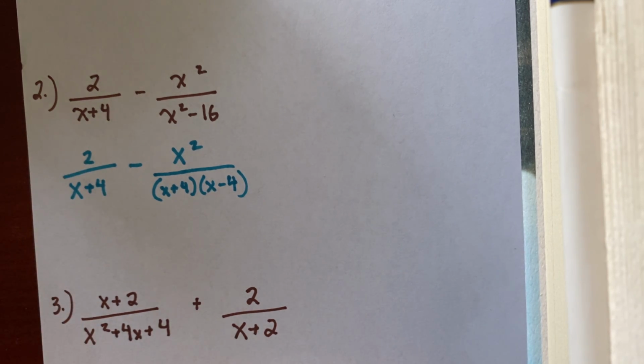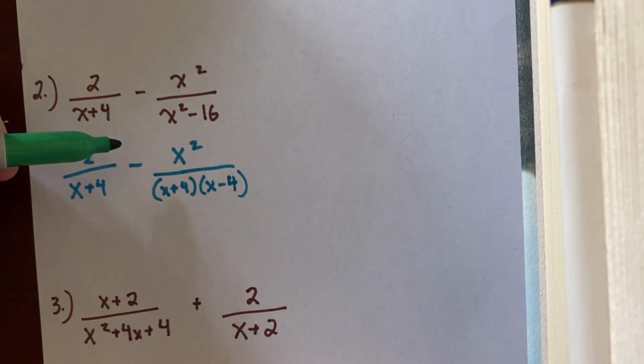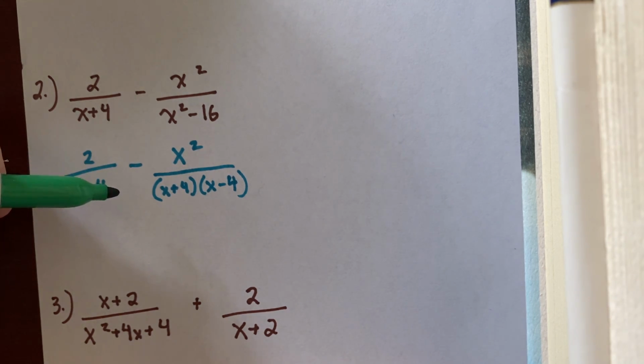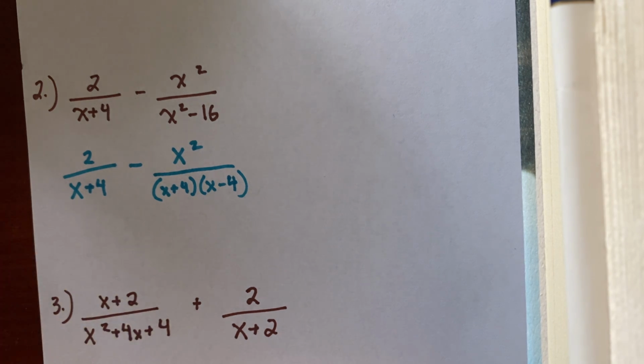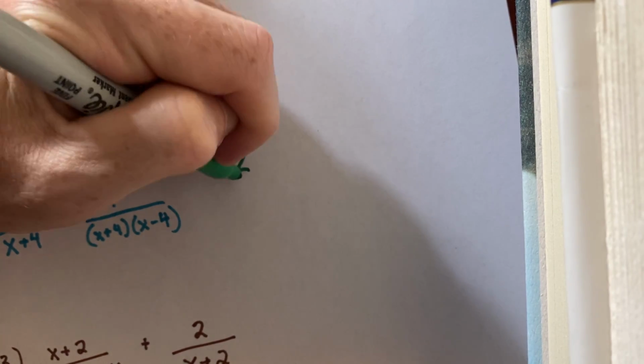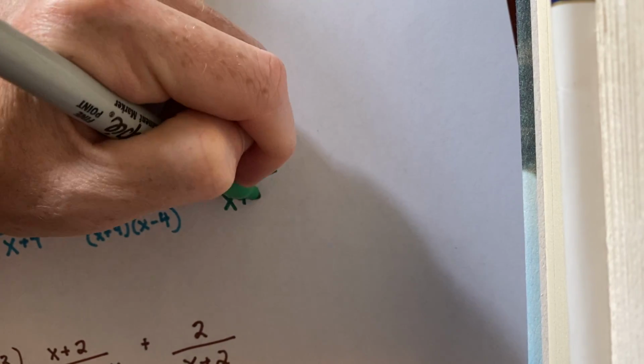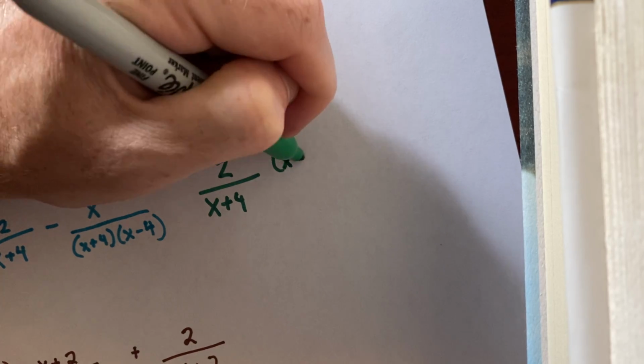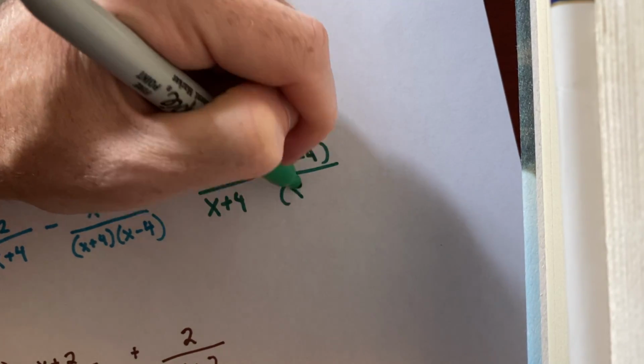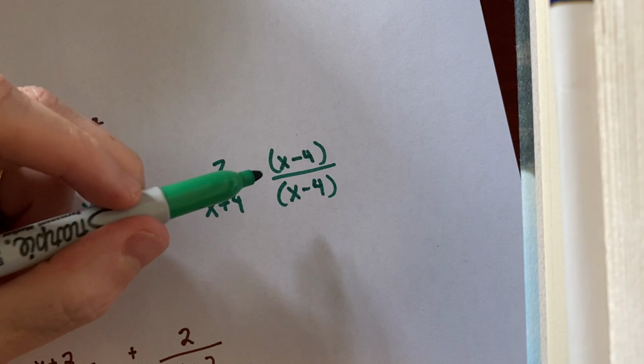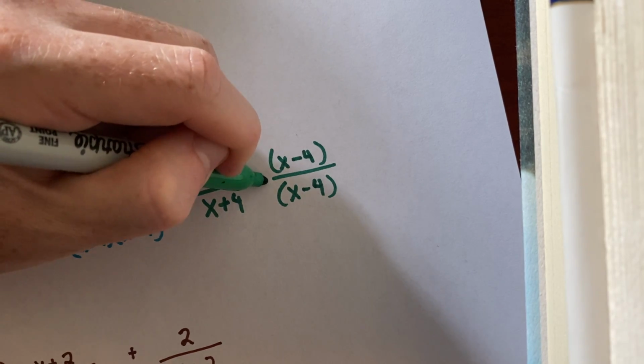All right, the way that I'm going to do this is I'm going to multiply this left side by x minus 4 over x minus 4. When you multiply by x minus 4 over x minus 4, you're technically just multiplying by 1, so I'm really not changing the problem at all. And after I do that, I will have common denominators. So I'm taking this piece right here, this 2 over x plus 4, and like I said, I'm multiplying it by x minus 4 over x minus 4. I'm multiplying it by 1, in a sense.